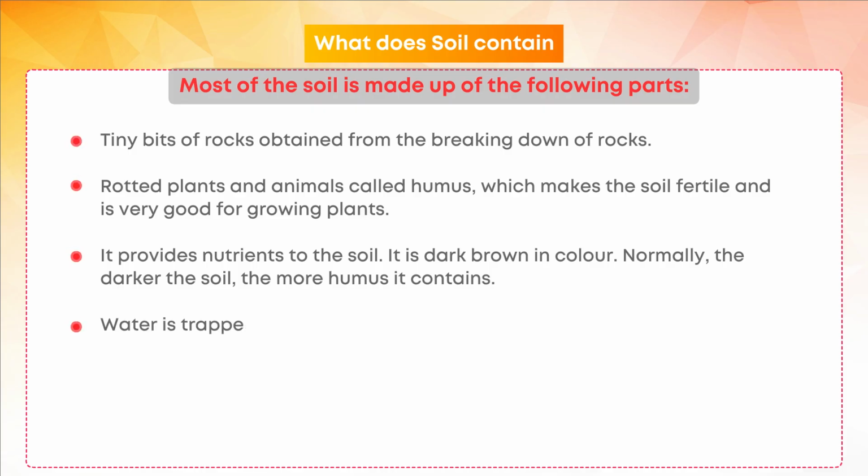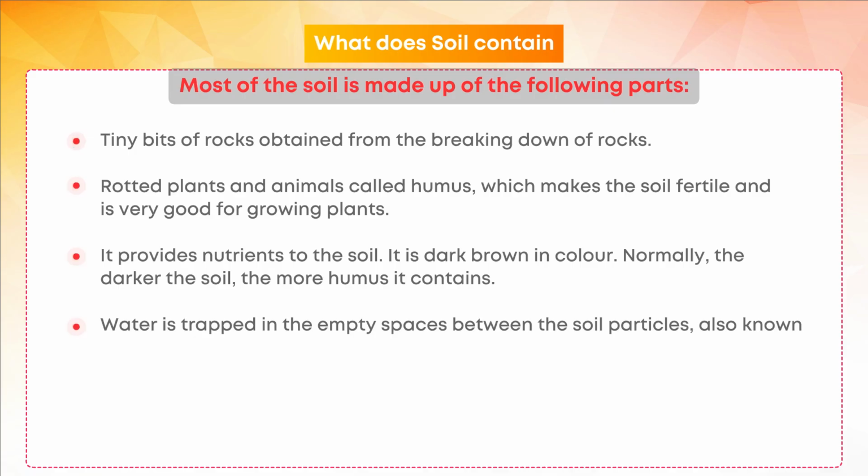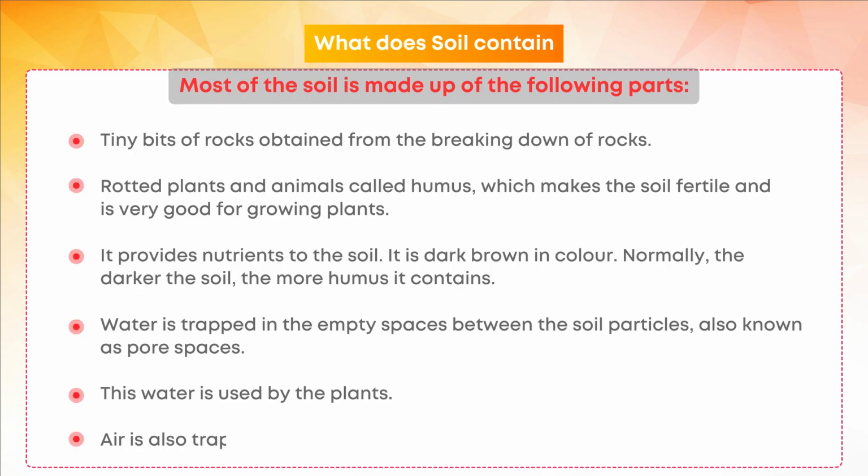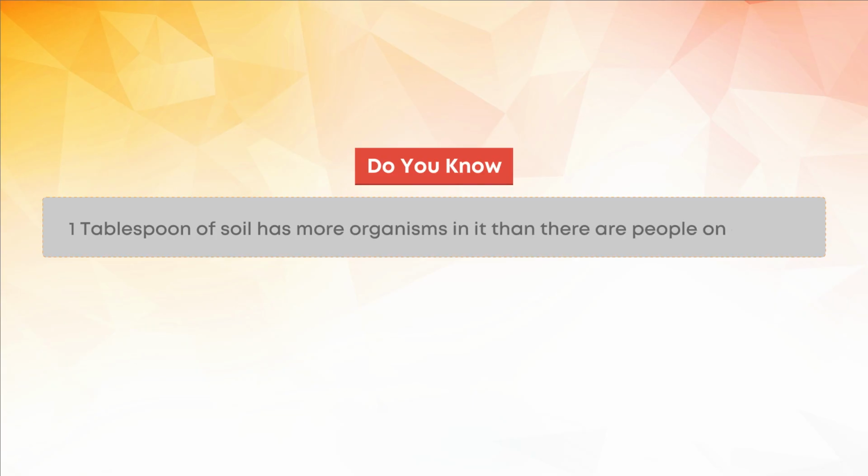Water is trapped in the empty spaces between the soil particles, also known as pore spaces. This water is used by the plants. Air is also trapped between the soil particles. Do you know? 1 tablespoon of soil has more organisms in it than there are people on earth.